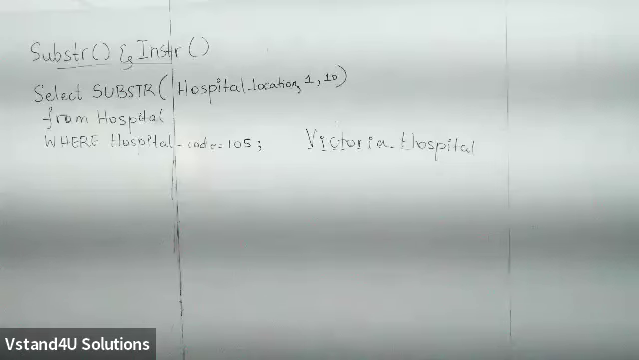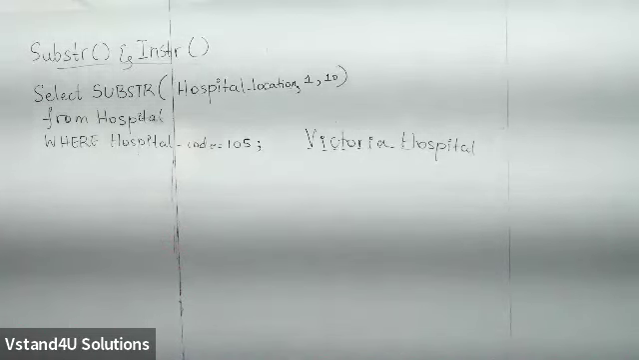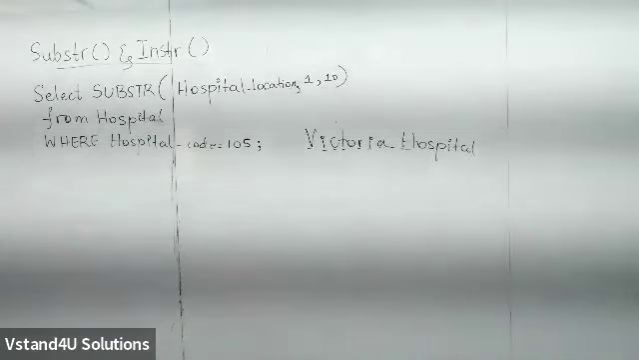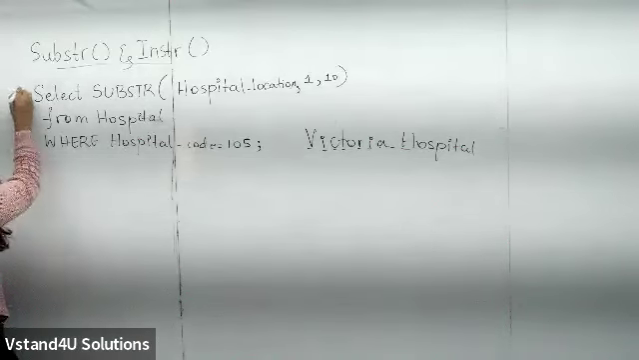Now, if you clearly observe the query, they are telling you to extract the substring from the hospital name. But are they telling you the first 4 characters or the last 4 characters? No. They are just telling you 4 characters. Now, how will you write the query? So again, this is for the first one.